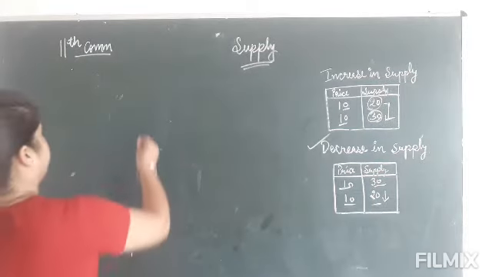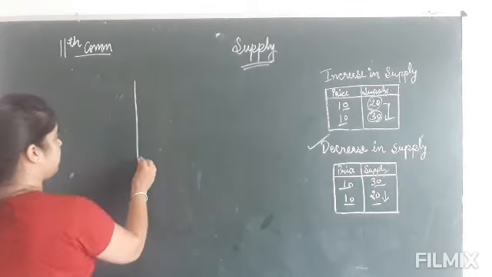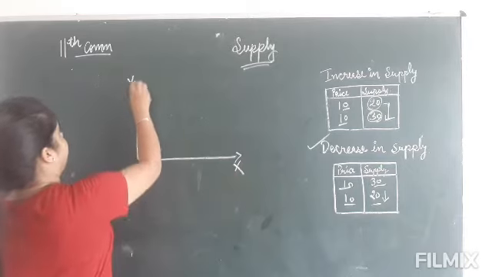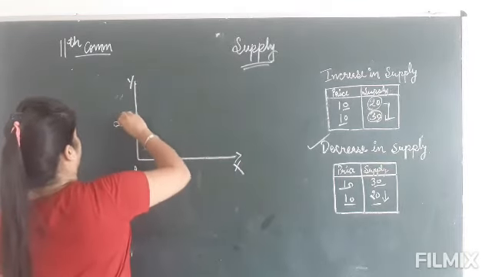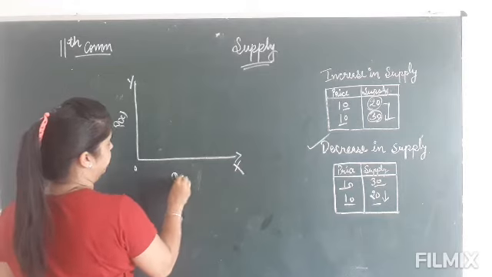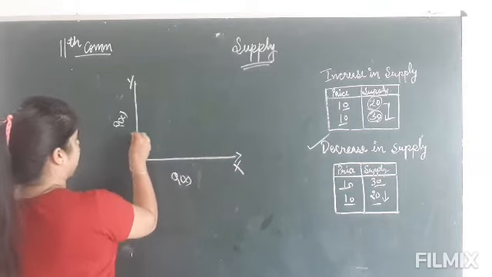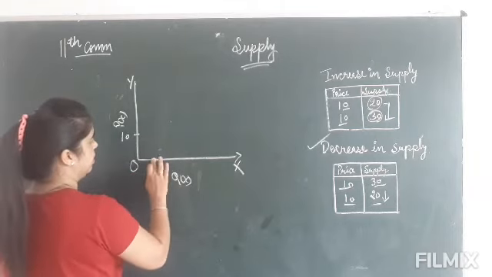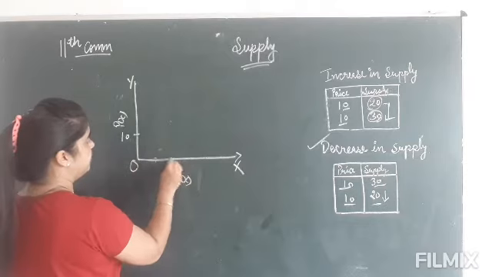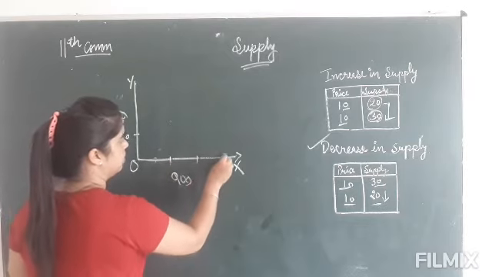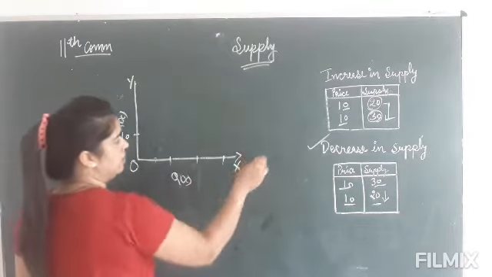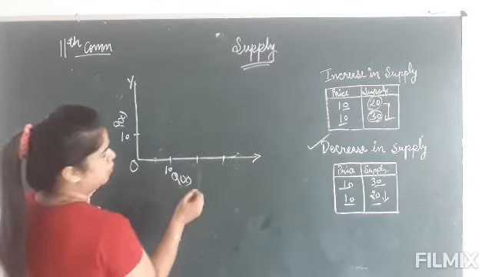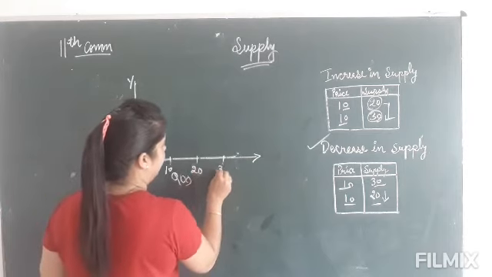For the curve, we will take the two axes, y-axis and x-axis, and we will take price on the y-axis and quantity supplied on the x-axis. Now we have already seen that price is the same, so it is at rupees 10. Now see the supply that changed, 10, 20 and 30.